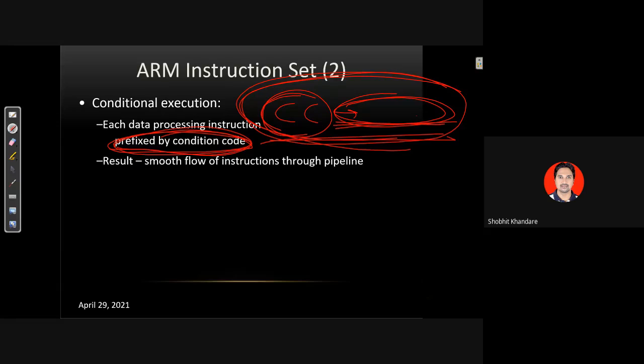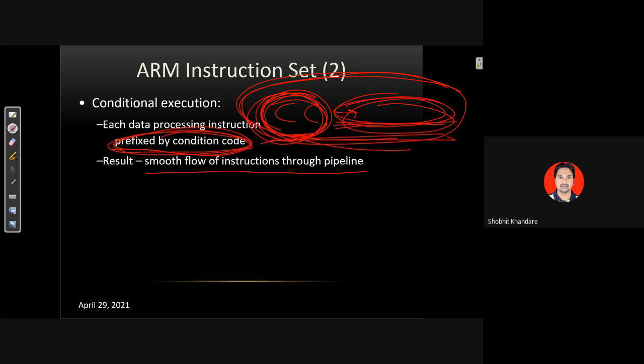Okay, so what is the result of this prefixed by condition code? This is a prefix ना. Instruction के पहले मैं prefix कर रहा हूँ. क्या prefix कर रहा हूँ? Conditional code. तो इसकी beauty क्या है? What is the result of this? Smooth flow of instruction through pipeline. That means this instruction as well as condition will be performed in a single cycle.